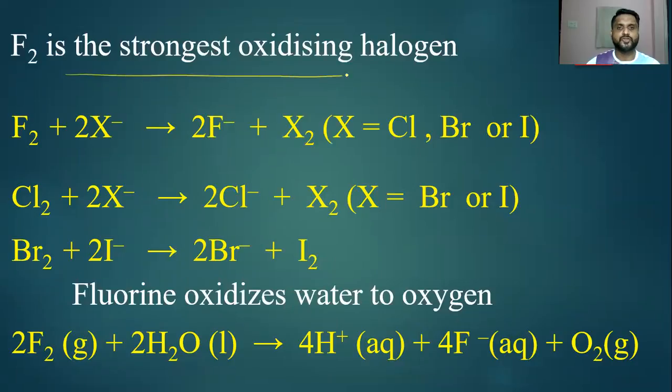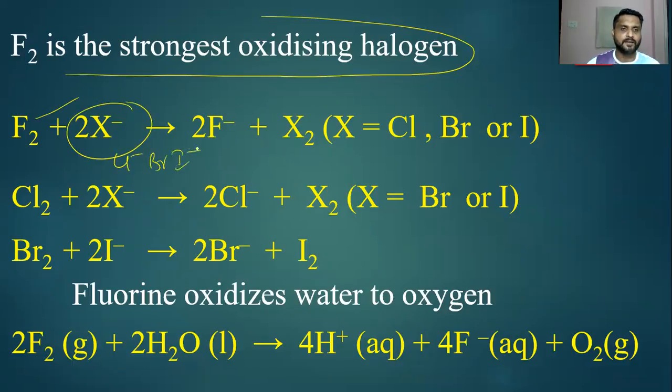Remember, fluorine is the strongest oxidizing halogen. It can oxidize any other halides, meaning chloride, bromide, and iodide, which are right below fluorine. Similarly, chlorine is a very good oxidizing agent for the halides found below it, like bromides and iodides.